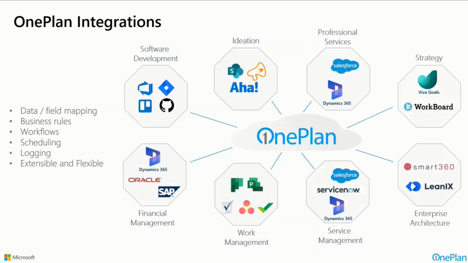And we do this with native productized connectors. And the one we're going to focus on today is its connection with Project for the Web, but different work management tools, software development, agile tools like Azure DevOps or Jira, or your financial management tools or other service management tools, for example, even Viva Goals from Microsoft, from a strategy perspective. These are things that can be connected into this OnePlan mix that we're going to talk about here today.